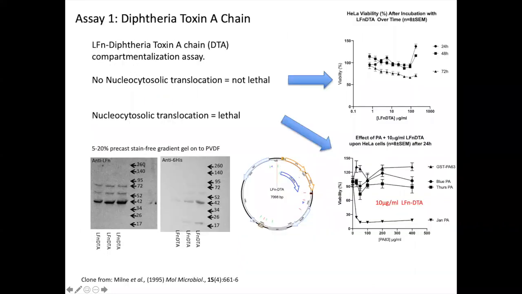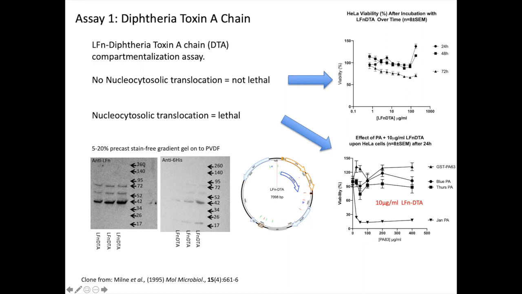Next slide, please. Right, so we need some assays to check this out. The first one is a well-published assay which requires the delivery of diphtheria toxin A chain fused to LFN through the PA pore. So we made recombinant diphtheria toxin A chain. Without PA, there's not a great deal of toxicity recorded, even at quite high concentrations of LFN DTA. However, when you add active PA, boom, you kill your cells.